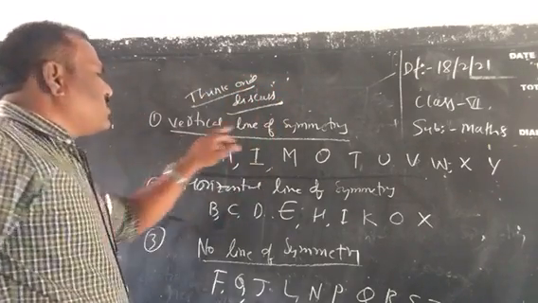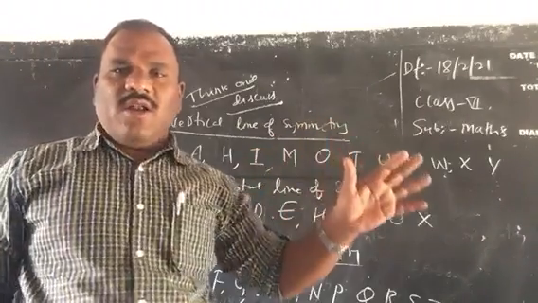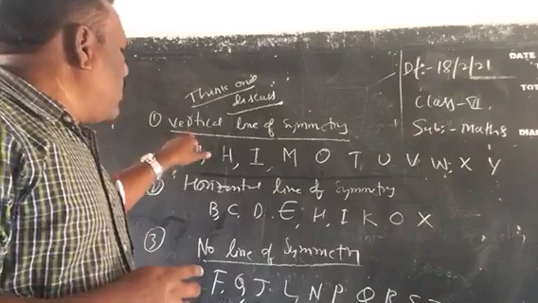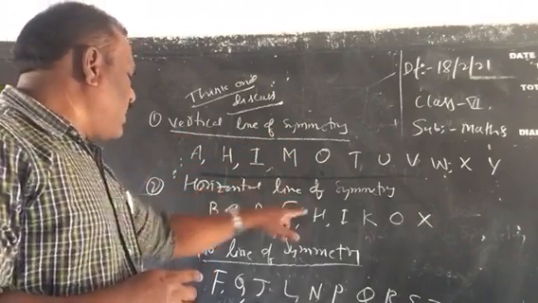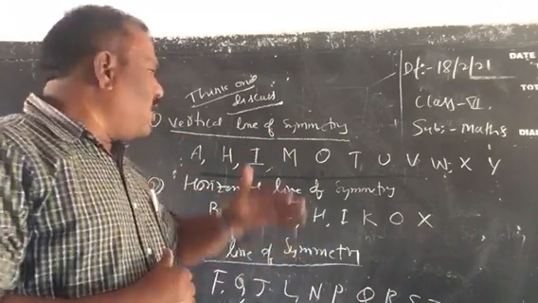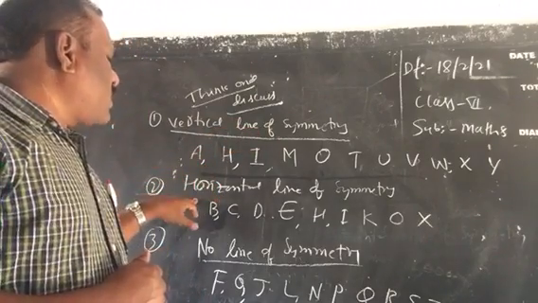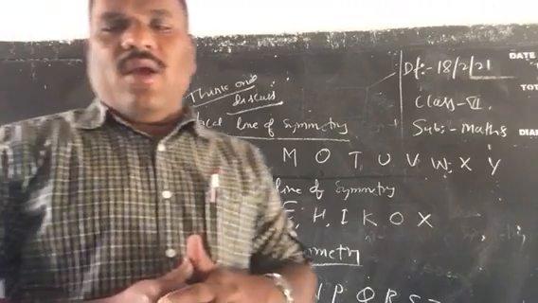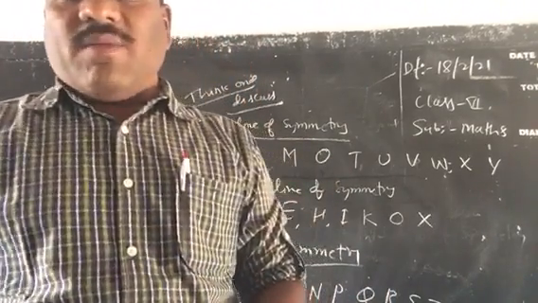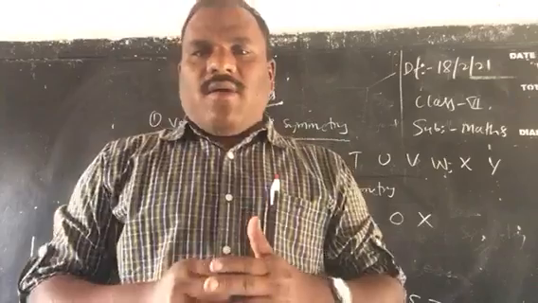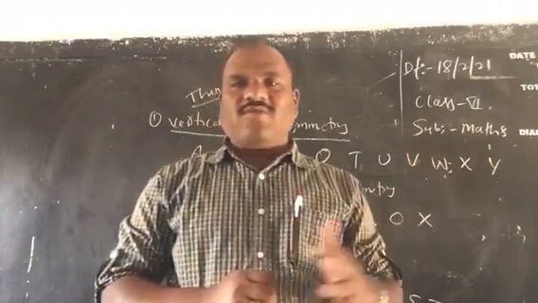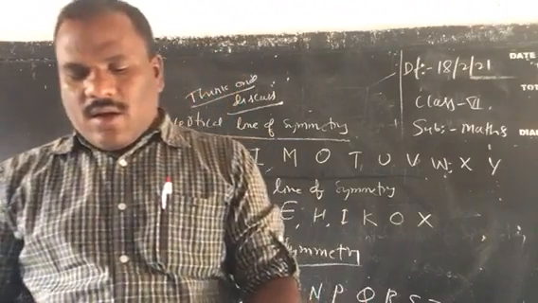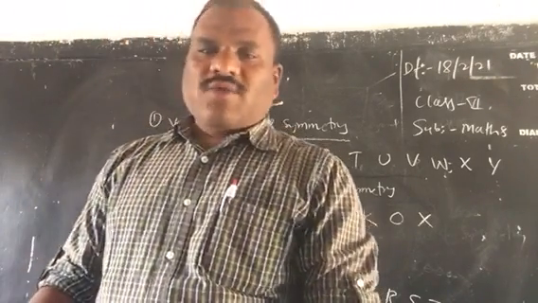So for the vertical line of symmetry, we have to write the A to Z alphabet, children, and we can categorize it into three steps: vertical line of symmetry, horizontal line of symmetry, and no line of symmetry. So you can write which are vertical, which are horizontal, and which have no line of symmetry. You can categorize them in these three ways. So by this, we can classify letters as having a vertical line of symmetry, a horizontal line of symmetry, or no line of symmetry.